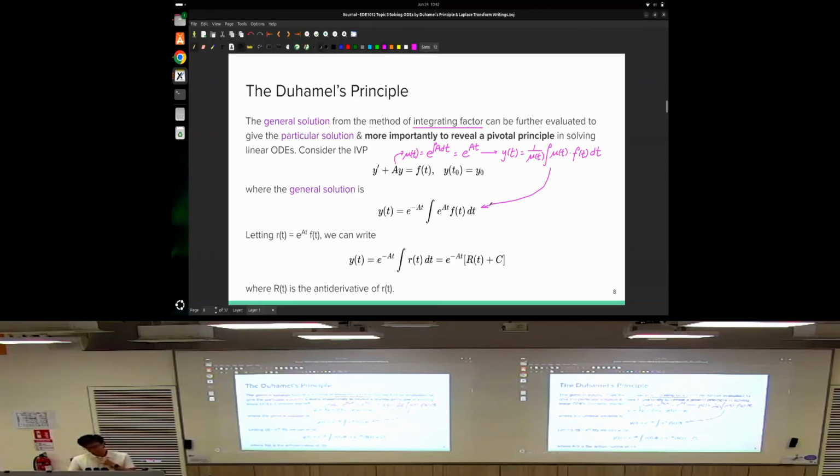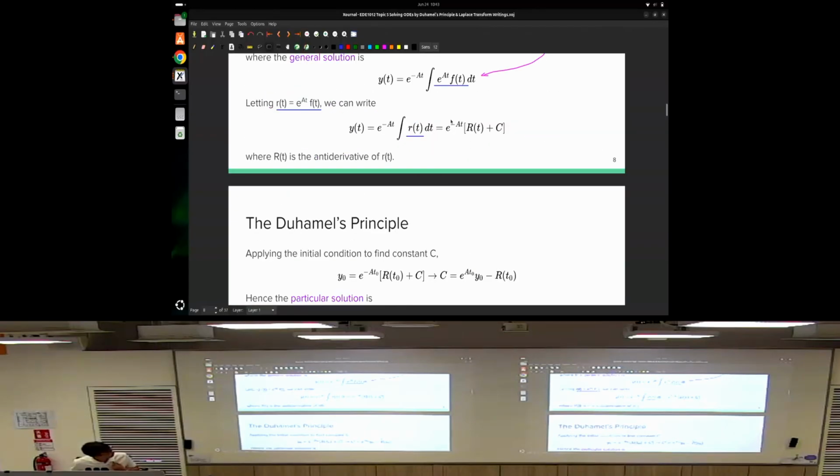Now let's look at some manipulation. Let r of t be this integrand. Then this becomes the integral of small r of t. Assume that integrating small r gives you big R of t, because it's an indefinite integral, so eventually you still get a function of t out. No problem with that. Obviously, because it's an indefinite integral, you have to add a plus c. This is my general solution.